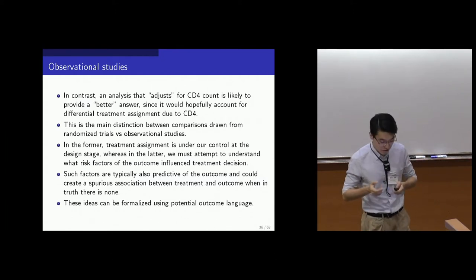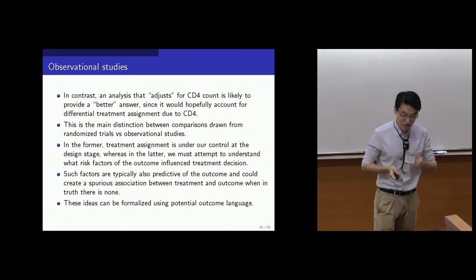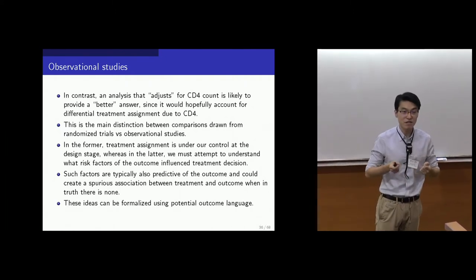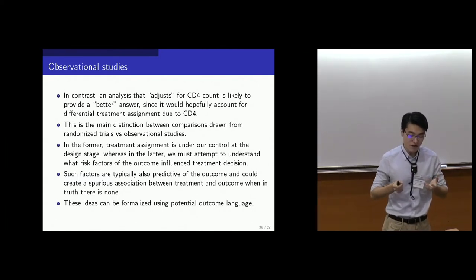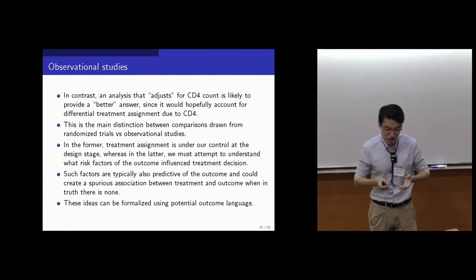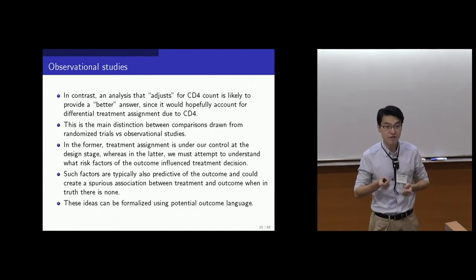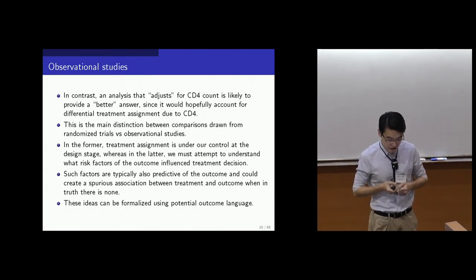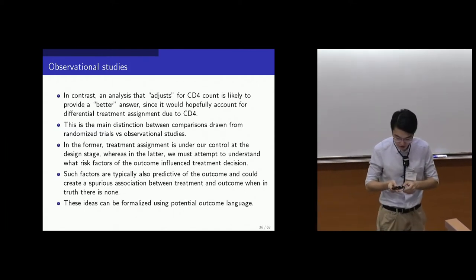So this is the main distinction between comparisons drawn from randomized clinical trials versus observational studies. Notice in randomized trials, the treatment assignment is under our control, right? So we actually know, even for conditional randomization, that conditional on a list of covariates, we randomize. But for observational studies, we do not have such luxury. We must attempt to understand what risk factors of the outcome influence the treatment decision. Such factors are typically also predictive of the outcome and could create an association between treatment and outcome when in truth there is none. These ideas can be formalized using the potential outcome language.